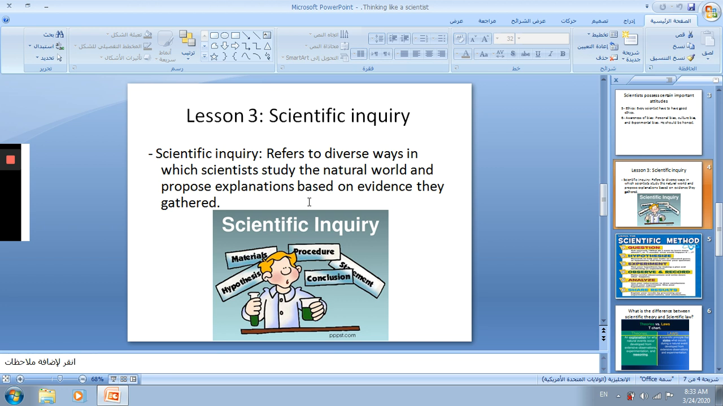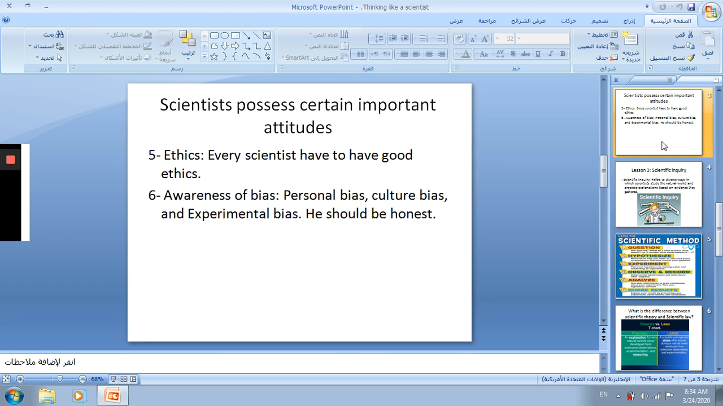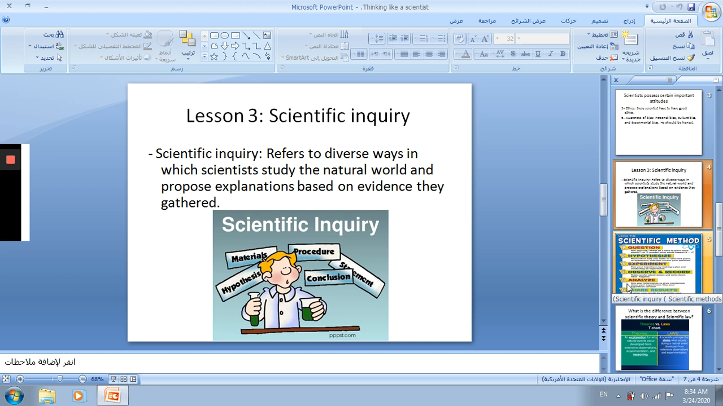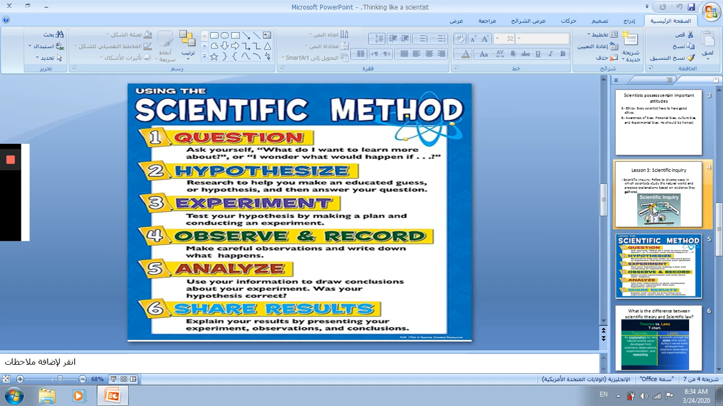6 or 5 stages. It depends on the textbook. Our textbook explains 6 stages, so I recommend expressing scientific inquiry by 6 stages. I state them here. These stages are as follows. Each student should memorize these stages in order. Okay, in order. This is very important.